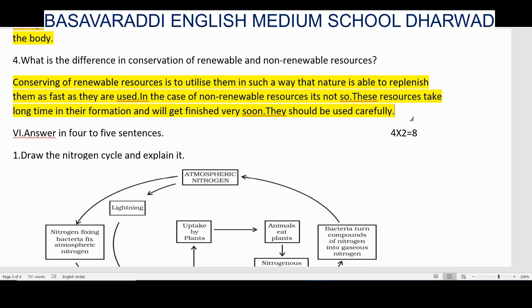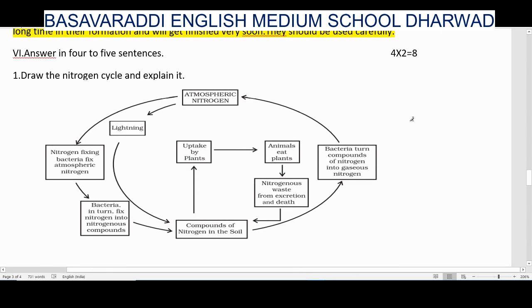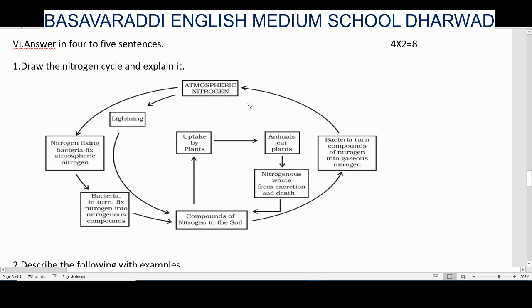Moving on to the 6th main, answer in 4 to 5 sentences. In case of the 6th main, you have two 4-mark questions. There is no choice for you. You have to write them. Each will be carrying 4 marks. First question, draw the nitrogen cycle and explain it. So this is your nitrogen cycle and you need to explain it.